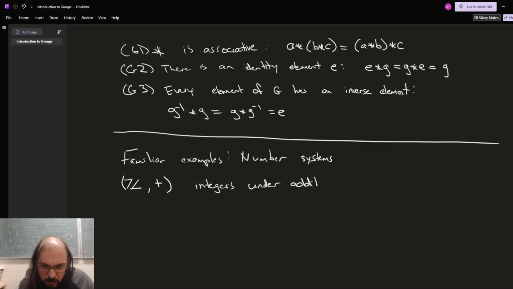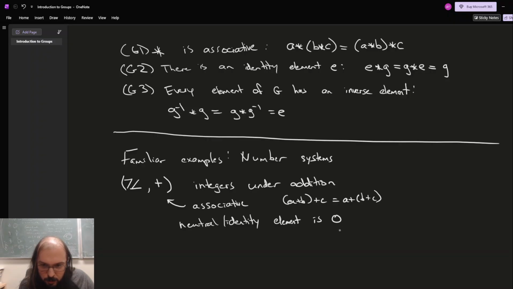So let's take a moment and convince ourselves that this is correct. So first, good old addition, definitely associative. We know from just our experience doing math that this is true. Of course, is there a neutral element? Yes, there is. The neutral element, or the identity element, is simply 0. Any number plus 0, or 0 plus any number, is always just itself.